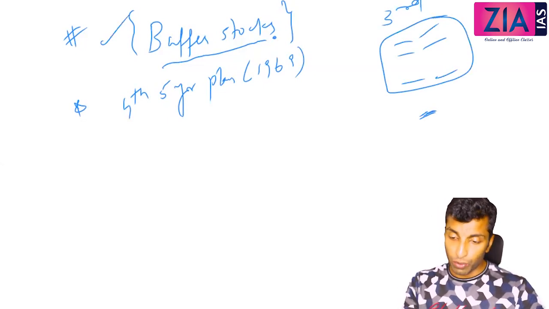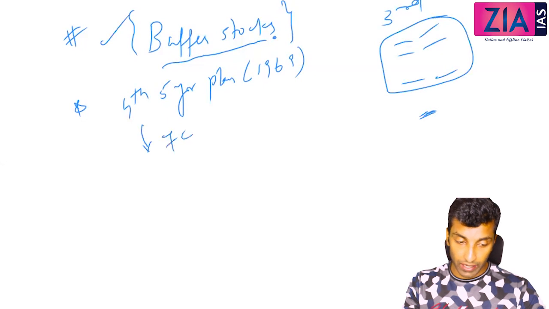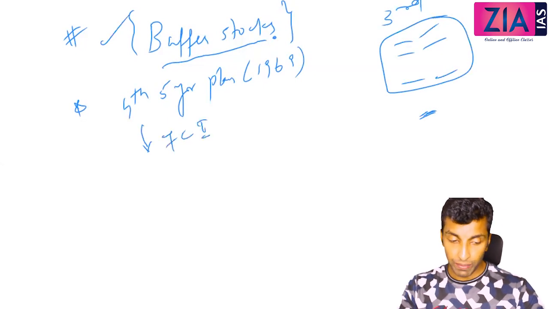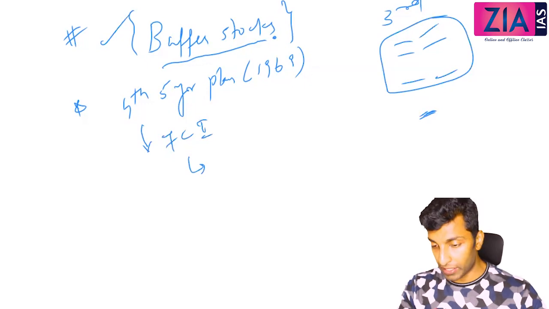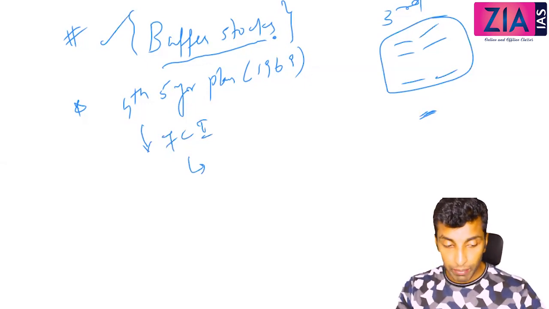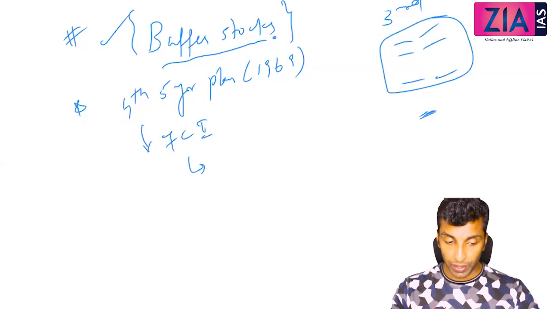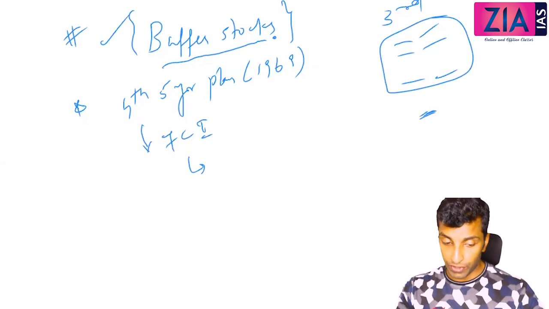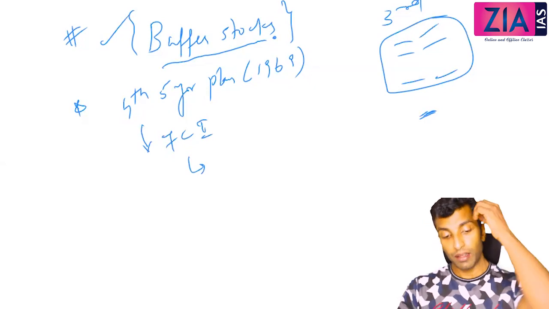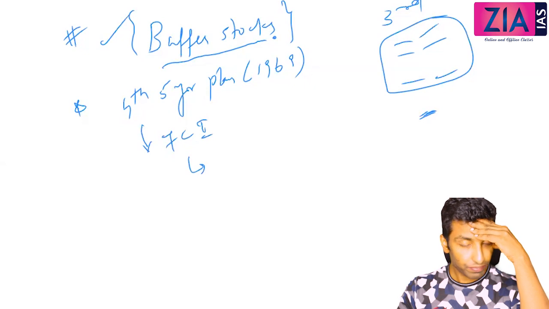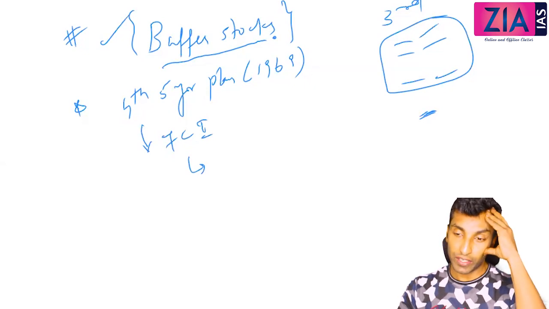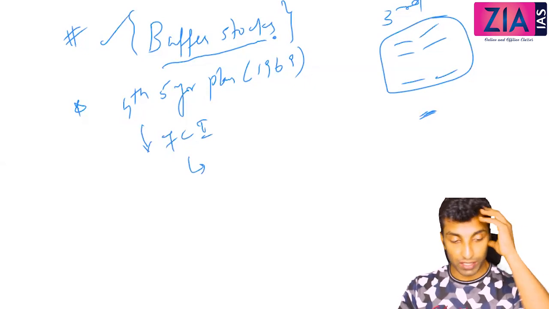Now, it is maintained by whom? FCI. It is maintained by FCI under which ministry? Ministry of Consumer Affairs, Food and Public Distribution. Just write: it is maintained by FCI, Food Corporation of India, under the Ministry of Consumer Affairs, Food and Public Distribution.